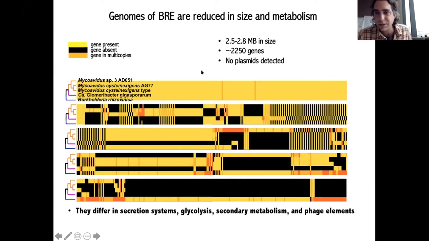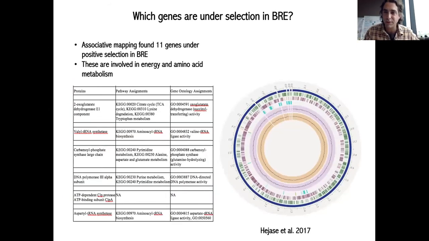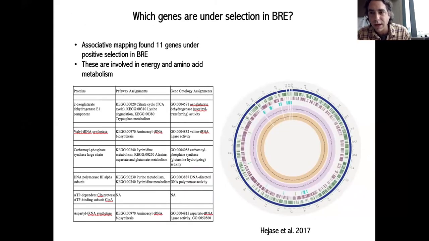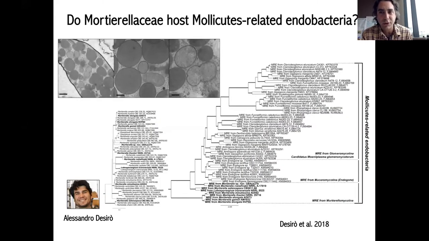We haven't detected any plasmids. Their genomes are small, 2.5 to 2.8 megabases, with a little over 2,000 genes. We've been able to use some associative mapping techniques similar to what's used in GWAS to look at genes under positive selection in these bacteria. And there's not a lot. We had a short list, but of those that we found, they tend to be involved in energy and amino acid metabolism. I should say a lot of them are amino acid auxotrophs. Like for instance, to grow them, you have to supplement with cysteine and other metabolites.